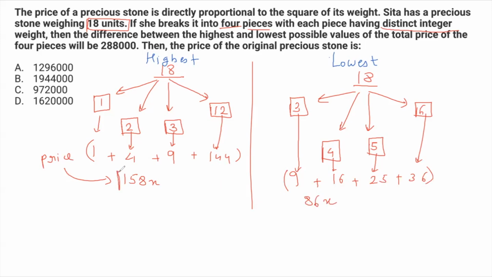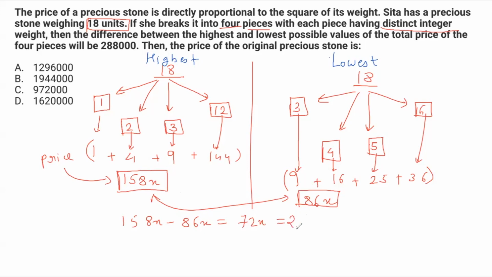And in the question, we have been given the difference of these two prices. The difference of these two prices will be 158x minus 86x, 72x. But 72x has been given as rupees 2,88,000. So the price of the original precious stone will be 18 square. The original weight is 18, right? So the price of the original piece is 18 square. What is 18 square? 18 square is 324.